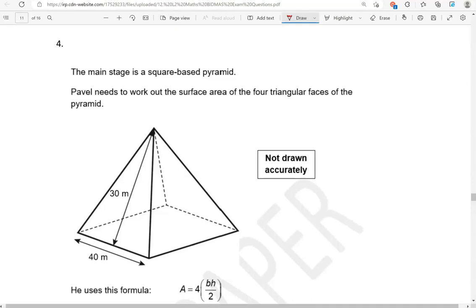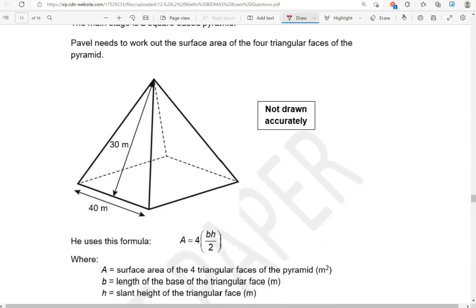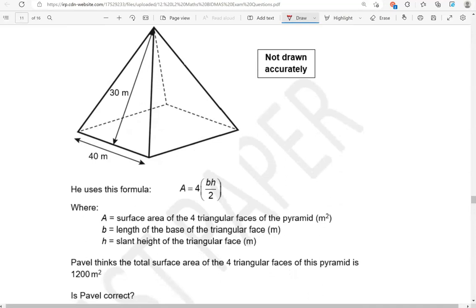The main stage is a square-based pyramid. Pavel needs to work out the surface area of the 4 triangular faces of the pyramid. He uses this formula. So we've got A is equal to 4 lots of BH divided by 2, where A is the surface area of the 4 triangular faces of the pyramid in square meters. B is the length of the base of the triangular face in meters. H is the slant height of the triangular face in meters.